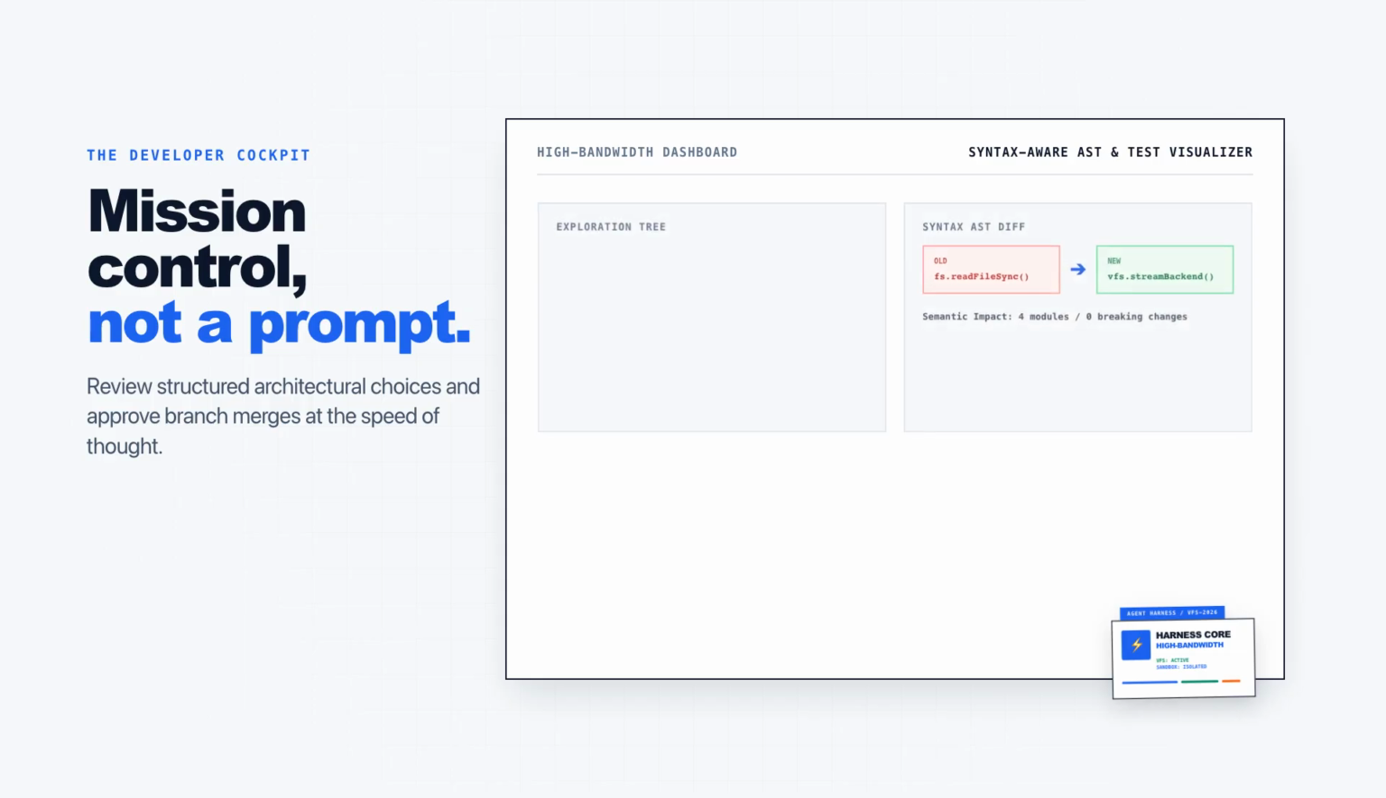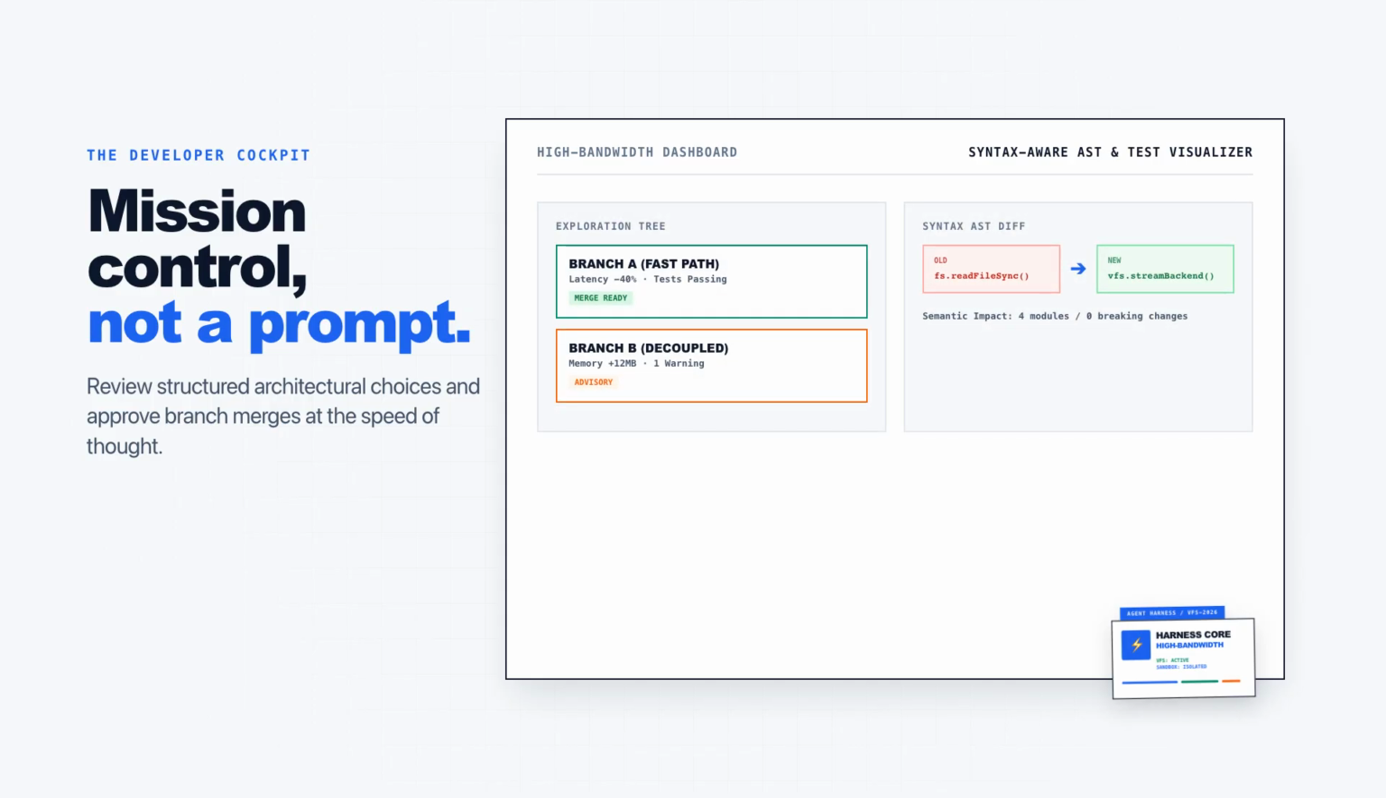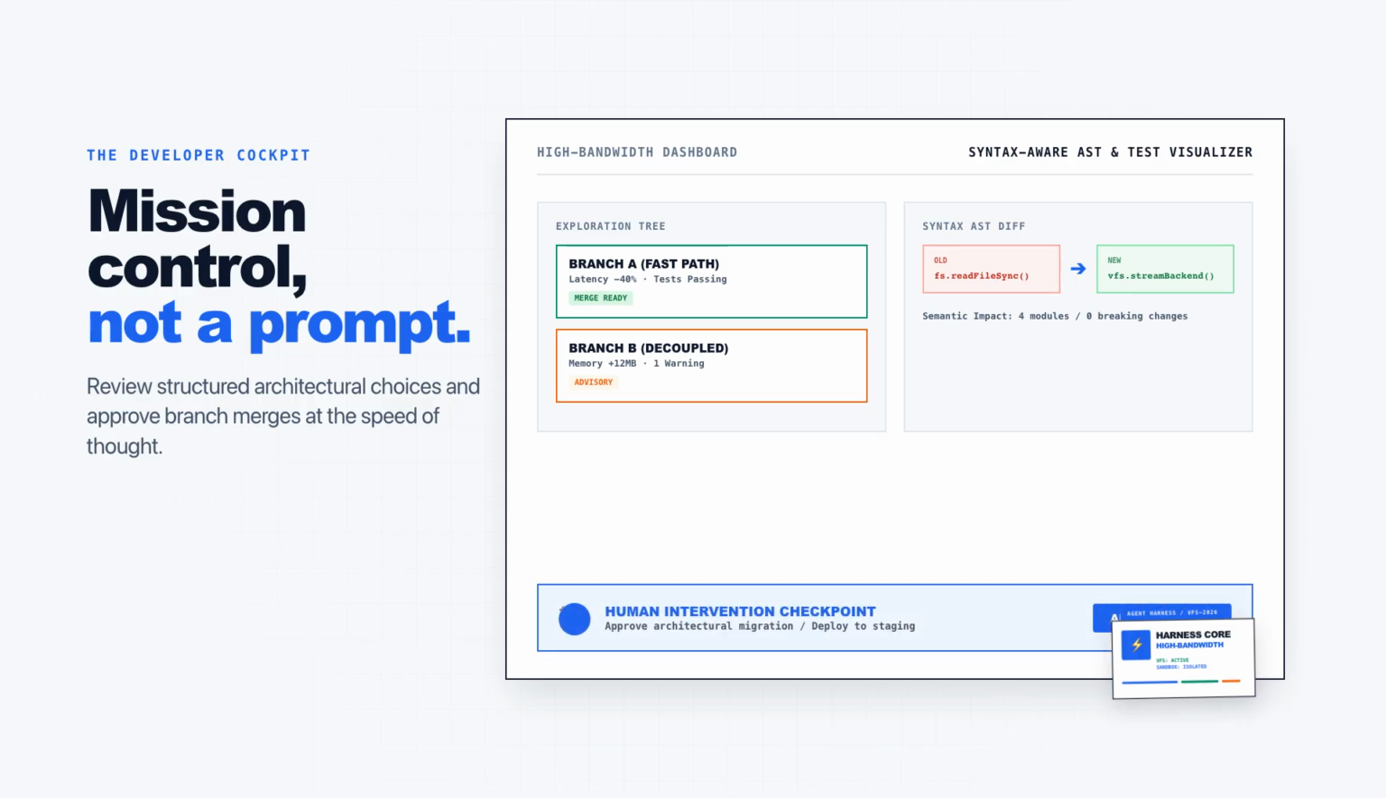What replaces the blinking cursor? The new developer interface is a high-bandwidth mission control. Instead of raw terminal text, the harness visualizes the agent's execution tree, renders interactive AST diffs, maps dependency impacts, and highlights exactly where human judgment is needed. You no longer watch an agent type out lines one by one. You review structured architectural decisions, approve branch merges, and steer the reasoning graph at the speed of thought.